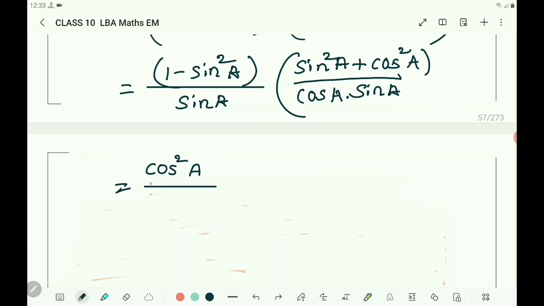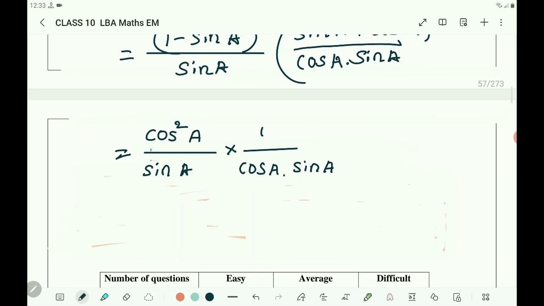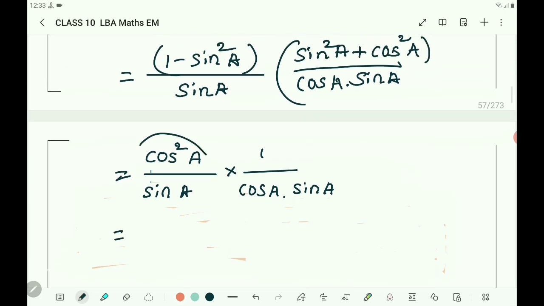Write sin A as it is. Into sin square A plus cos square A is 1, by cos A into sin A. Then you write cos square A as cos A into cos A. Cos A into cos A is cos square A by, you can leave this, 1 into 1 is same as cos A into cos A.